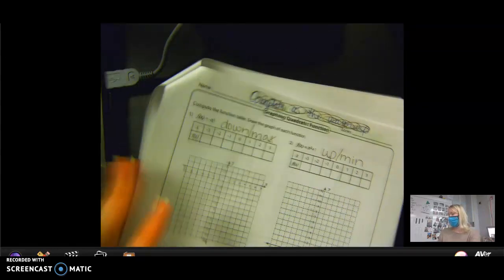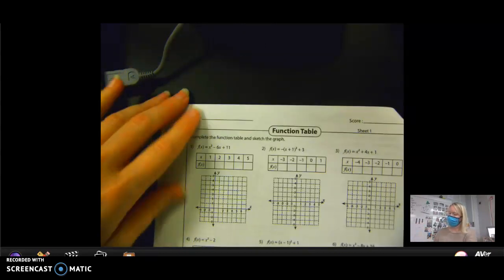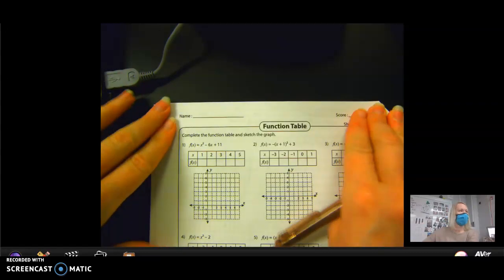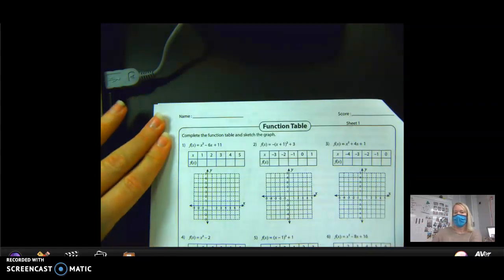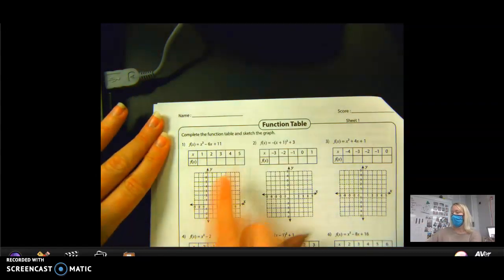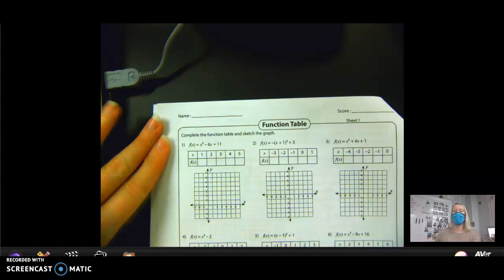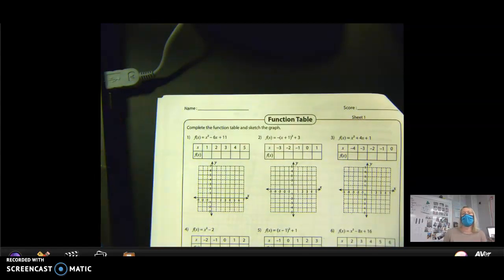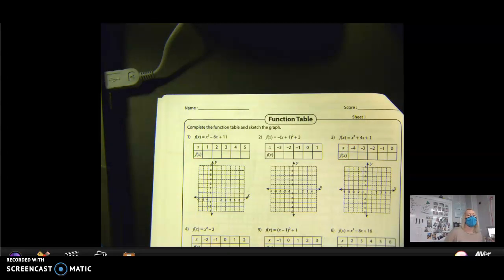Go back one more page. So now we're on page which one? 10? Go ahead and complete number 1. Go ahead and do all of number 1. So really all you need to do is they've given you the X value in the table, just fill in your Y value and graph it.